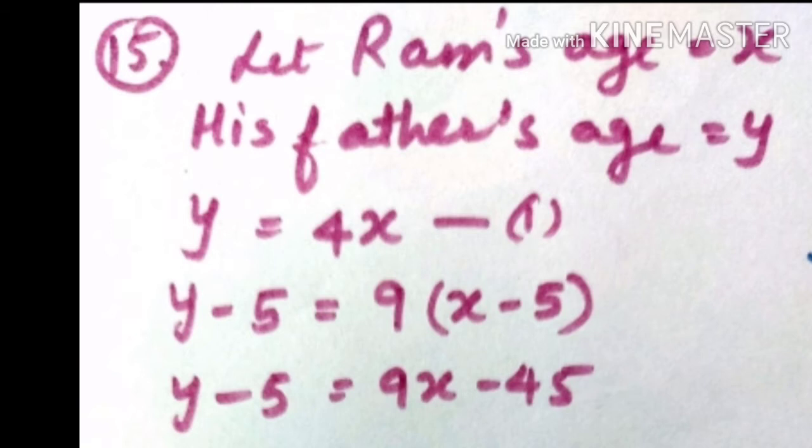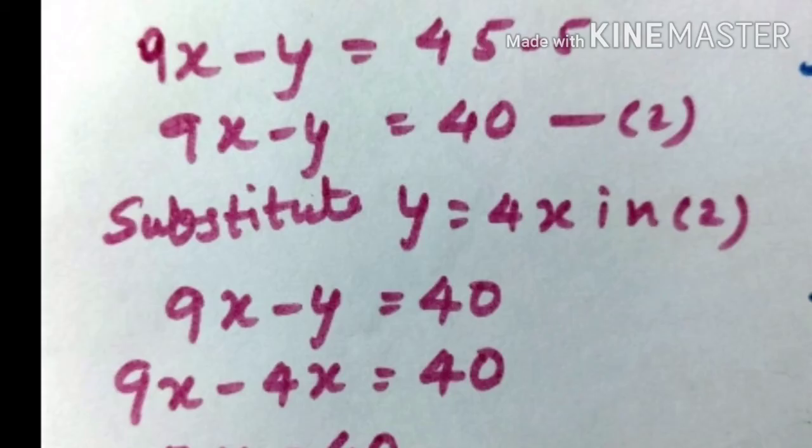So our second equation we simplify: y minus 5 is equal to, opening the bracket, 9x minus 9 times 5, which is 45. Now taking y and x on one side and the constant term on the other side, we get 9x minus y is equal to 45 minus 5. So that is 9x minus y is equal to 40. This is our equation number 2.